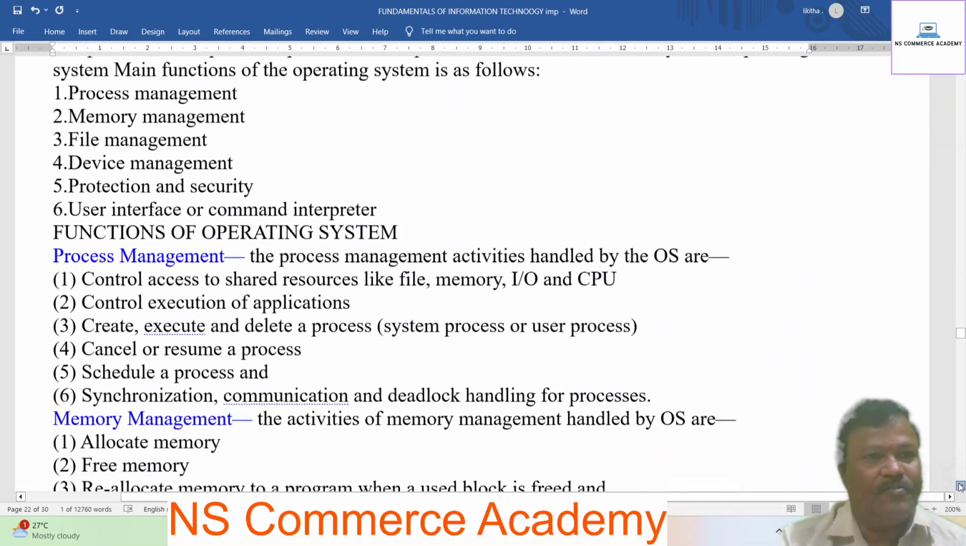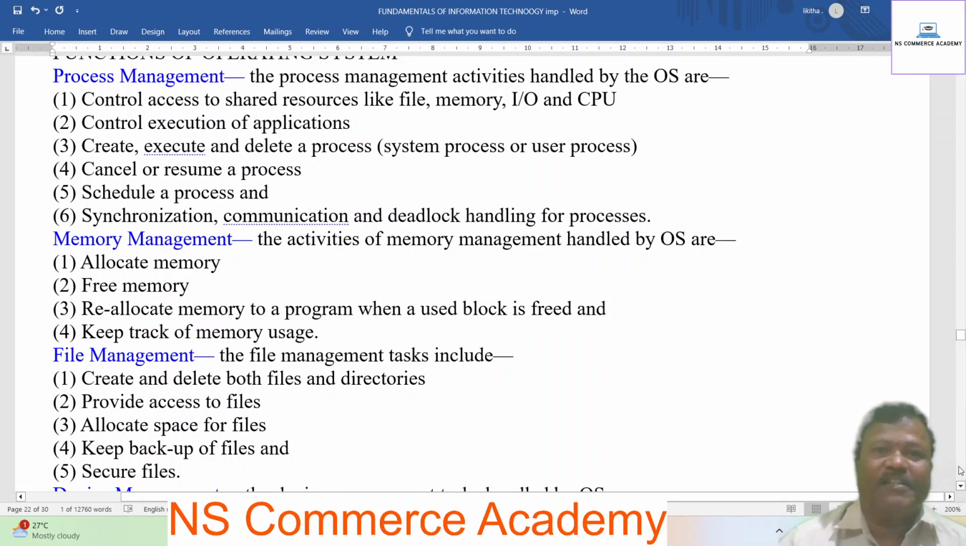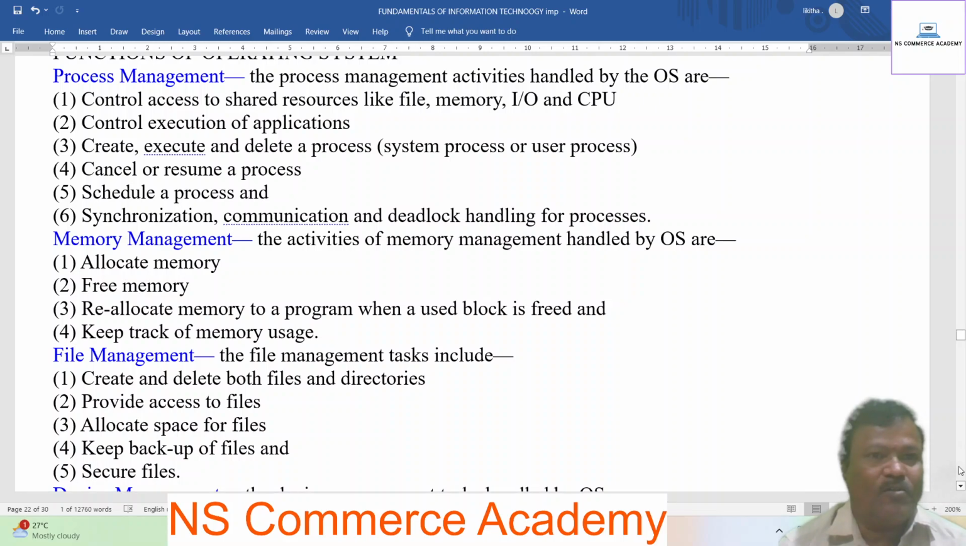First, process management. The process management activities handled by the operating system are: control access to shared resources like files, memory, output and CPU; control execution of applications; create, execute and delete a process; cancel or resume a process; schedule a process; and synchronization, communication and deadlock handling for processes.